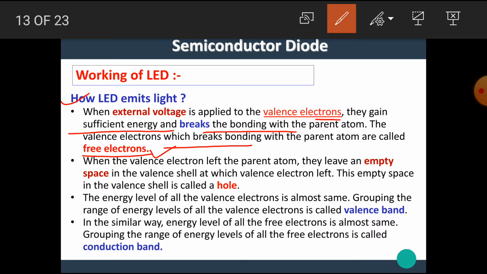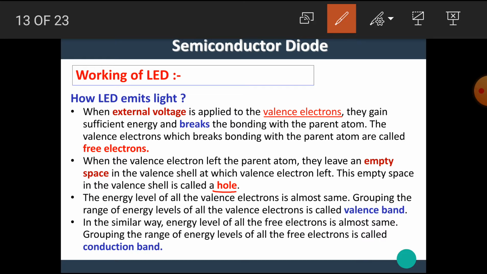Okay. Next, when the valence electron leaves the parent atom, it leaves an empty space in the valence shell at which the valence electron left. This empty space in the valence shell is called a hole. That means when the valence electron breaks bonds with the parent atom and becomes free, it leaves an empty space at its place. This empty space is known as a hole.